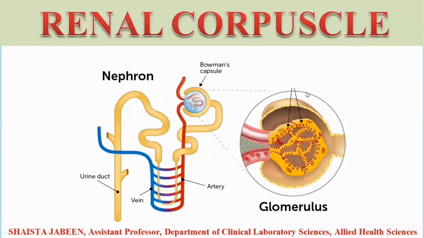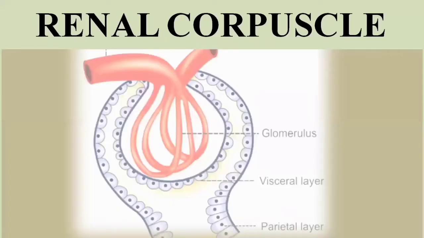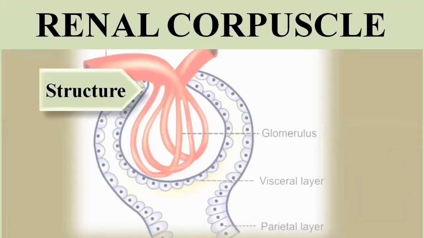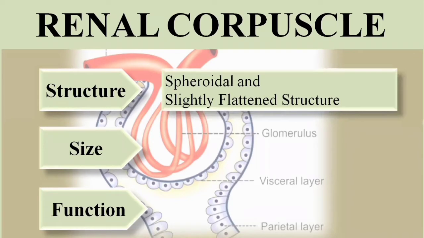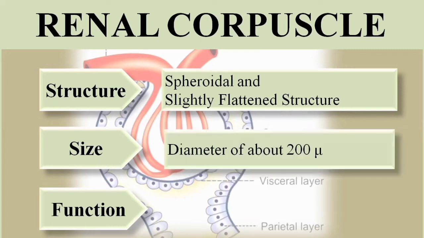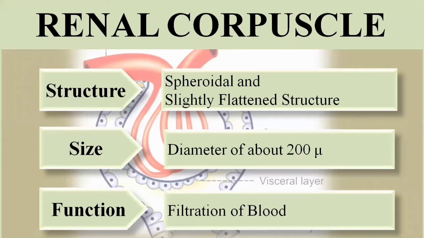So first of all, let's see collectively the function of the renal corpuscle. How does the structure look? As you can see, the structure of the renal corpuscle as the first part of the nephron. What is the structure, size and function of the renal corpuscle? They are spheroid in shape and slightly flattened structures. What is the size of the renal corpuscle? Renal corpuscle size is about 200 microns, and the main function of the renal corpuscle is the filtration of blood. That's the most important step in the functions of the nephron.